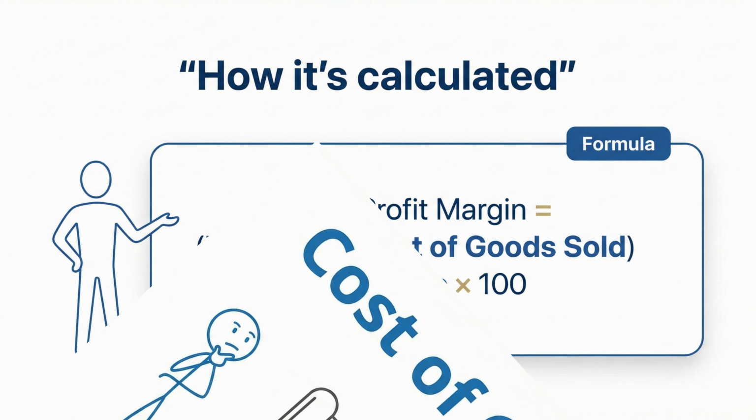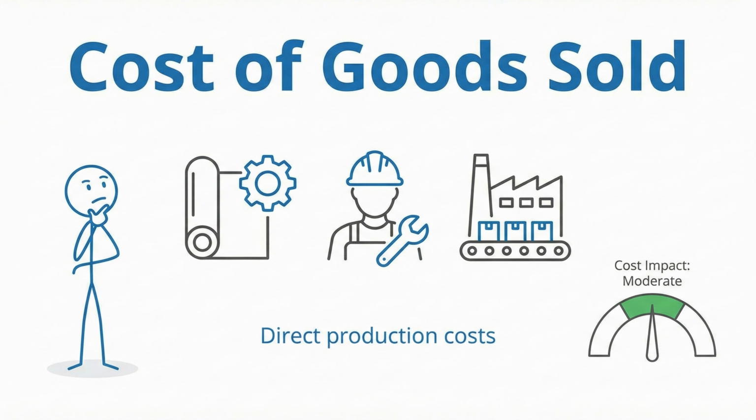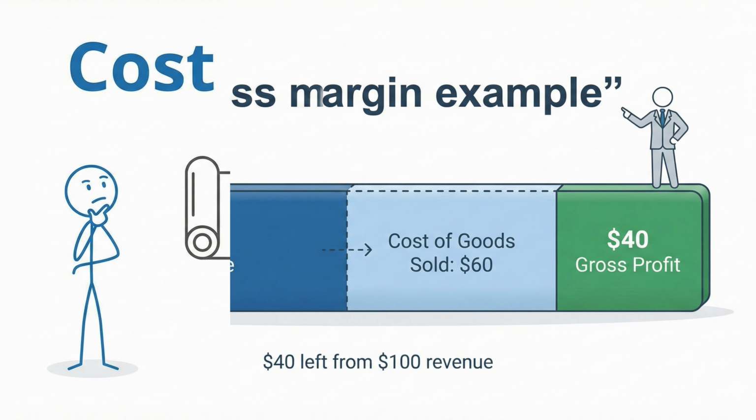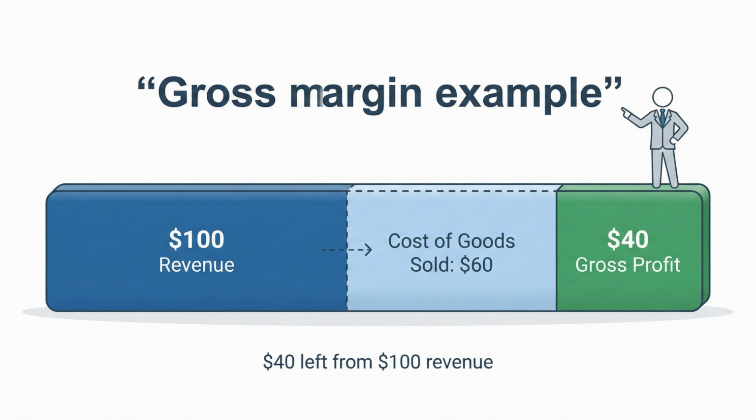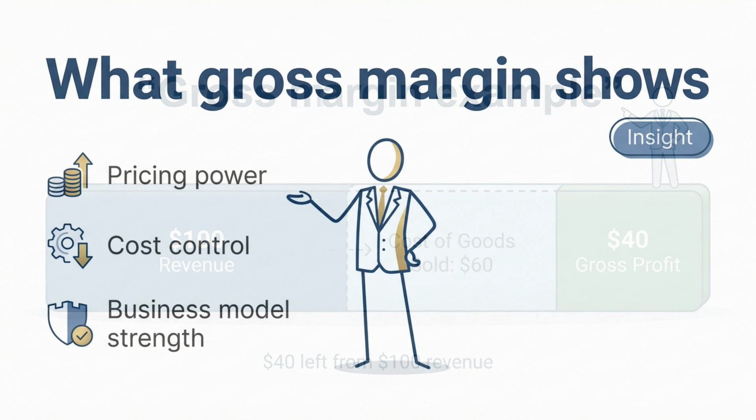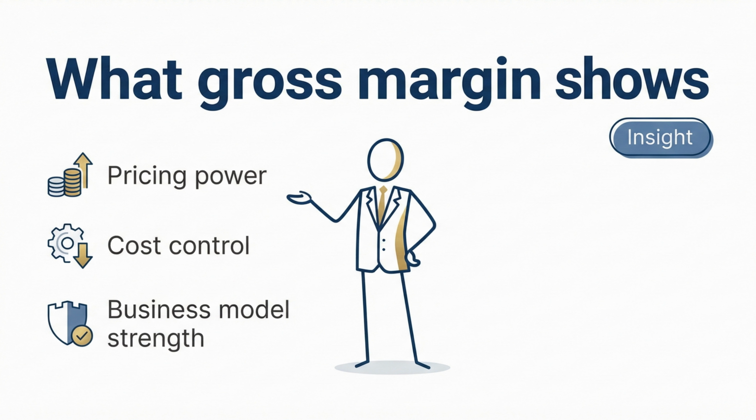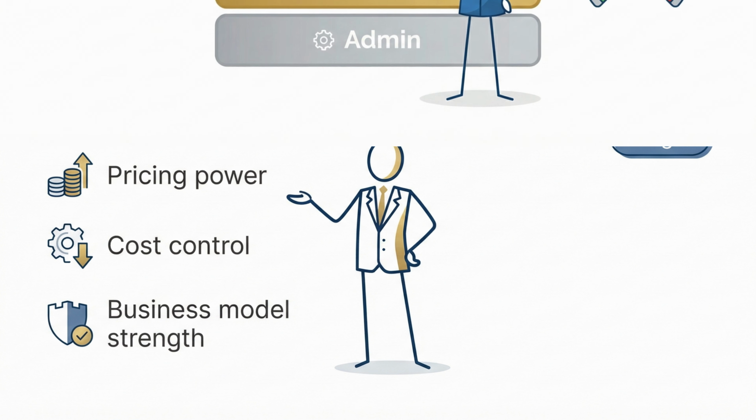Cost of goods sold includes raw materials, manufacturing costs, direct labor. If a company earns $100 in revenue and spends $60 to make the product, $40 is left as gross profit. This tells us about pricing power, cost control, and strength of the business model. But this is only the first layer of profitability.